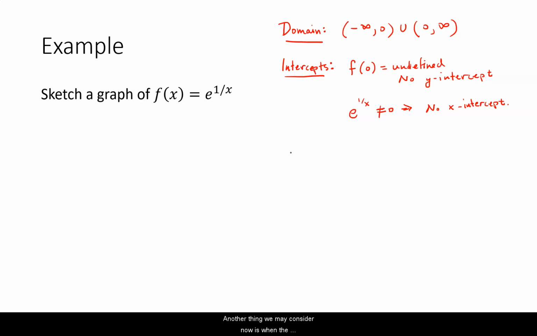Another thing we may consider now is when the function is increasing or when it's decreasing. So let's take f prime. For this function, we'll have e to the 1 over x times the derivative of 1 over x. So 1 over x is like x to the negative 1 power, so that'll be negative x to the negative 2 when we take its derivative. Or here we can write this as e to the 1 over x over negative x squared.